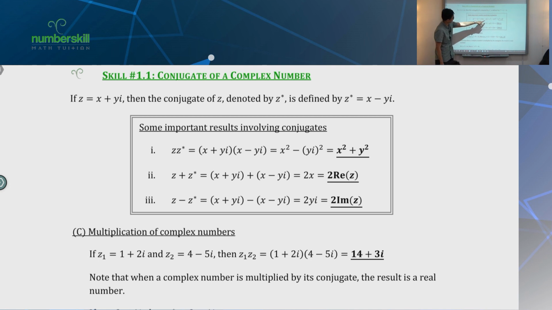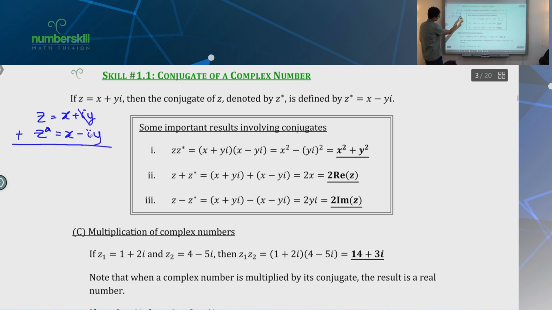So z times z star is this. I hope you understand what I just told you. This is important; you probably need to remember it. Now the next one: if you take a pair of conjugates and add them together, something special also happens. This is not too hard. If z is x plus iy, then z star must be x minus iy. If you add them together, these two cancel away and you get 2x. What is 2x? It is 2 times the real part of z. Again, it becomes a real number. So far so good?